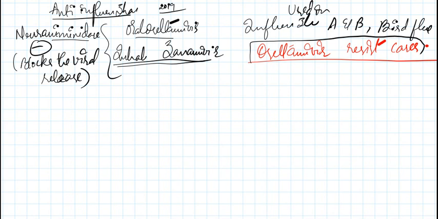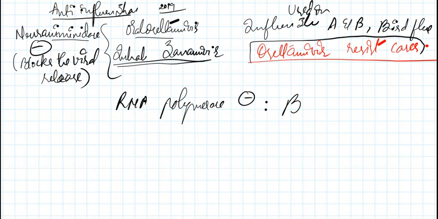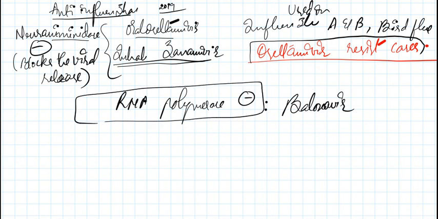Now we will discuss one more class, that is RNA polymerase inhibitors. Can you tell me the example? Baloxavir. See, these things you should remember with the mechanism of action. How does baloxavir act? Baloxavir acts by inhibiting RNA polymerase.